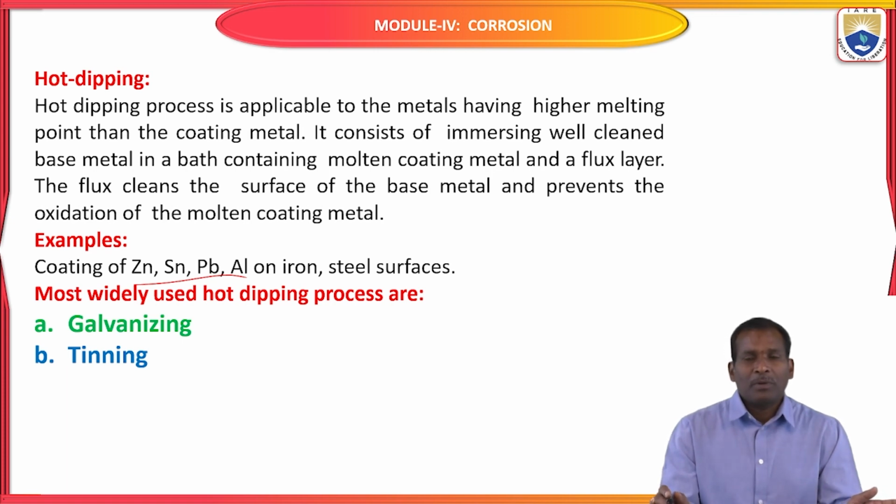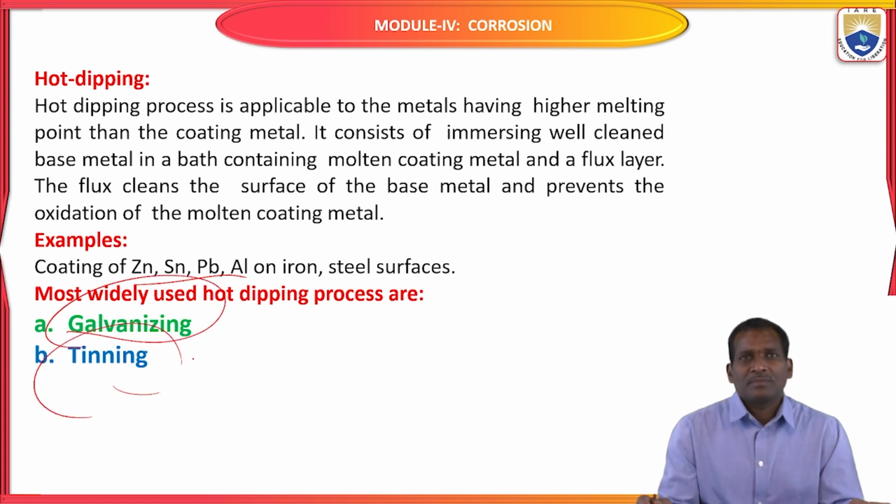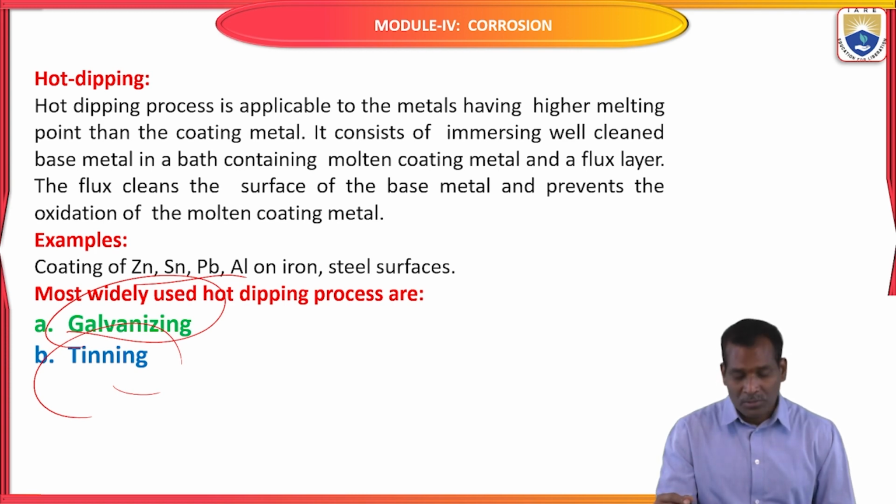The most widely used hot dipping processes are classified into galvanizing and tinning. The metal you want to apply on a base metal to avoid corrosion is called the coating metal. Suppose you use zinc as the coating metal, that process is galvanizing. If you are using tin, that is tinning. I will show you the process.